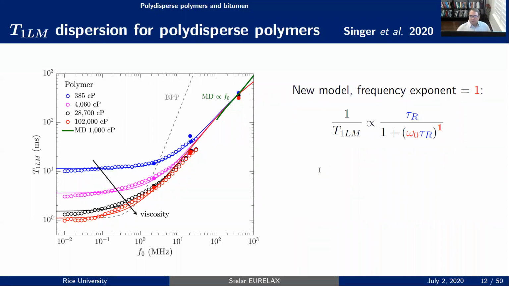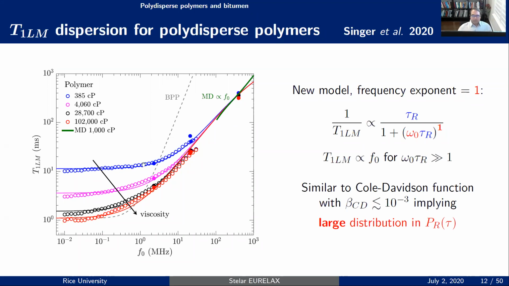Now, to look into this further, we developed a new model, a phenomenological model. Instead of the BPP factor here, which is supposed to be a 2, we changed that to 1. So this is basically a data-driven model. And what that does is, in the slow motion regime, tau drops out and T1 becomes proportional to the frequency, as observed here. It turns out that this is actually quite similar to the Cole-Davidson function. When you take the exponent of the Cole-Davidson function to very small values, it becomes independent of the exponent. And then you can recover this relation here. And what does this imply? Well, it implies that there is a large distribution in molecular correlation times, which we can access with the MD simulations that we show later.